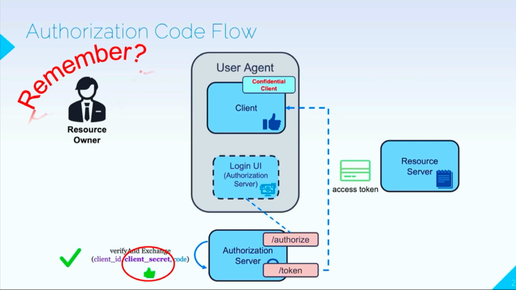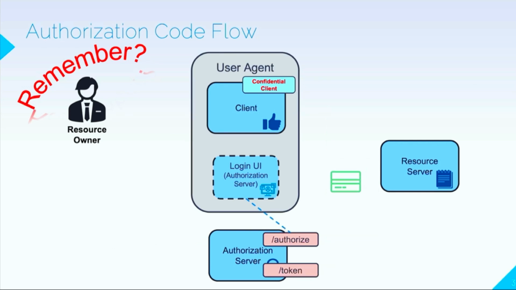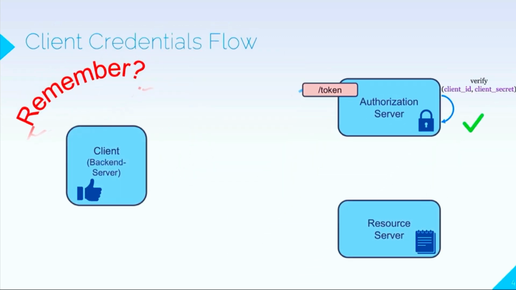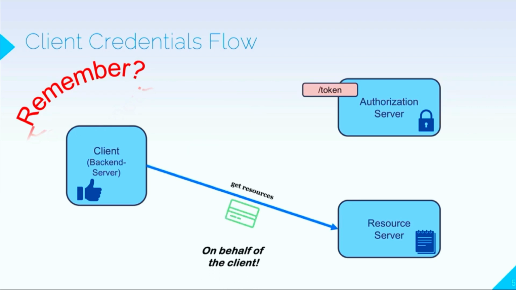For example, in the authorization code flow, the client receives an access token from the authorization server, which it can use as proof to access resources on the resource server. Similarly, in the client credentials flow, the client receives an access token directly and can immediately use it to request resources from the resource server.